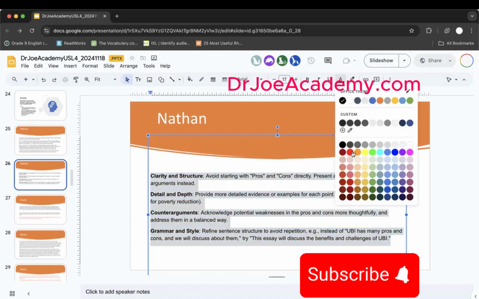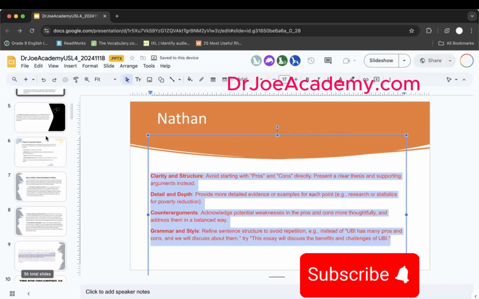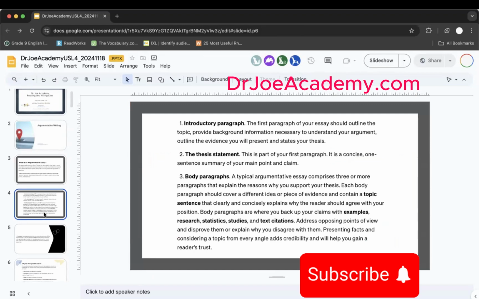So in the structure we looked at, again, just to go back to it, let me just go to this slide. Again, this was the main slide that we stayed on as well. The introductory paragraph, this is the first paragraph. Here, you're going to go over background information that is necessary to understand your argument. And that's also where you present your thesis statement, which is a summary of your main point and claim.